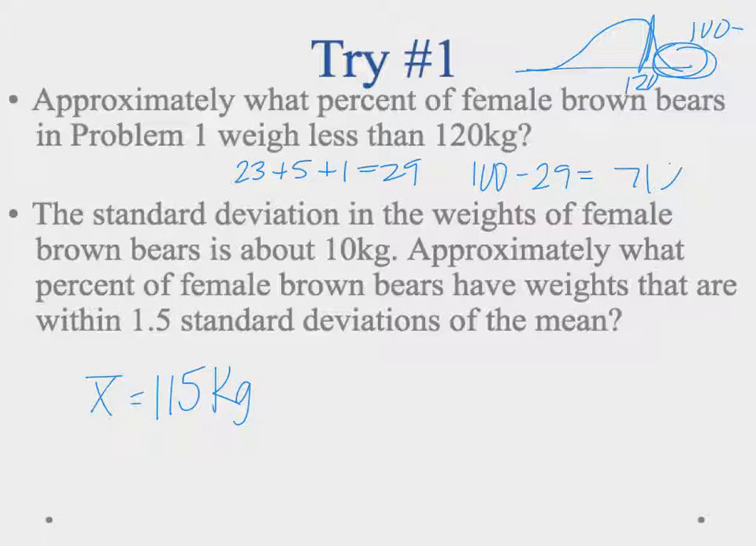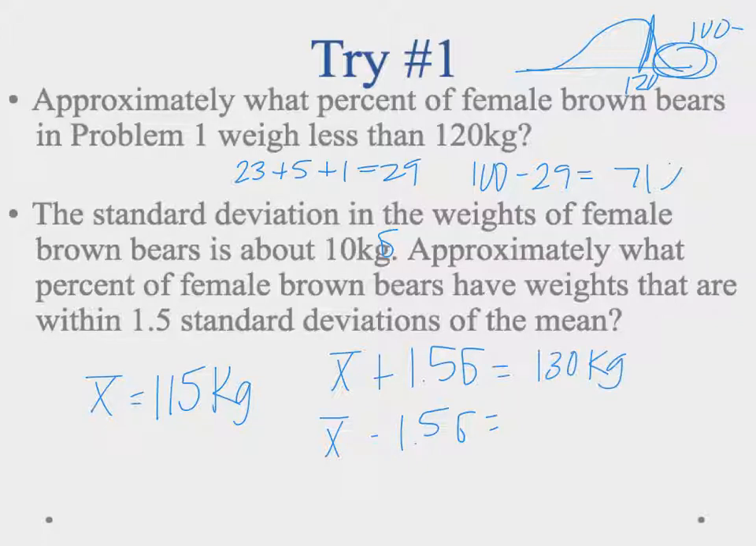All right, so really what we would do is we would say X bar plus 1.5 sigma, and then we'd have X bar minus 1.5 sigma. So sigma, remember, is 10. So we say 1.5 times 10 is going to give us 15, and we're going to add that to 115. So that would be 115 plus 15, which is 130 kilograms. So that would be the upper end of what we're looking for.